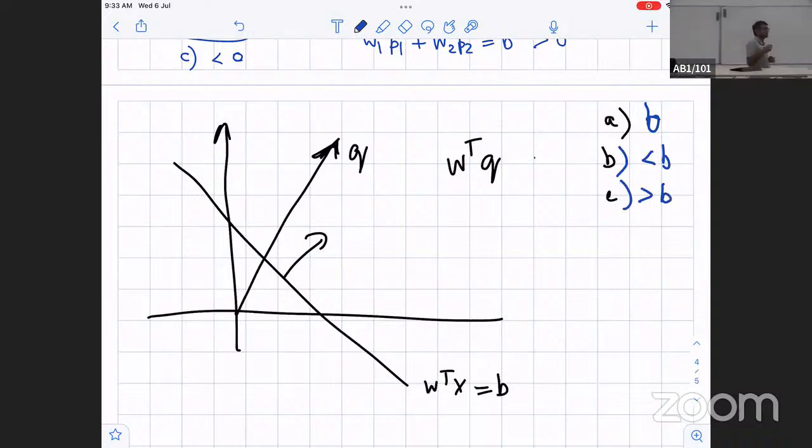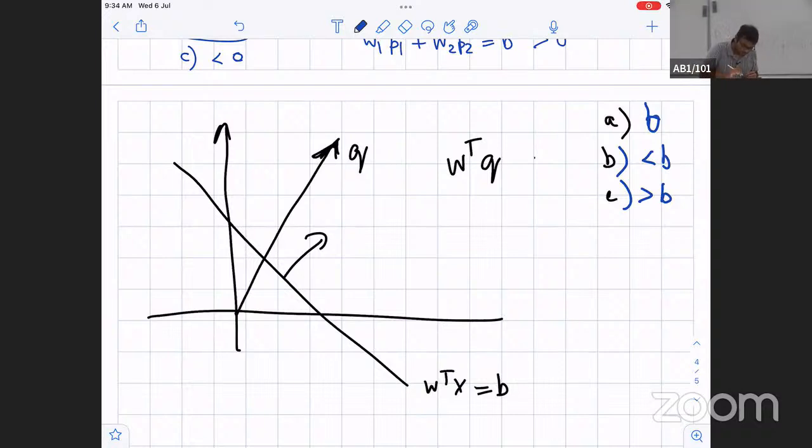So let's check. How many of you think it is equal to b? What about less than b? Greater than b? Okay, so many more are raising their hands. So that's essentially correct.